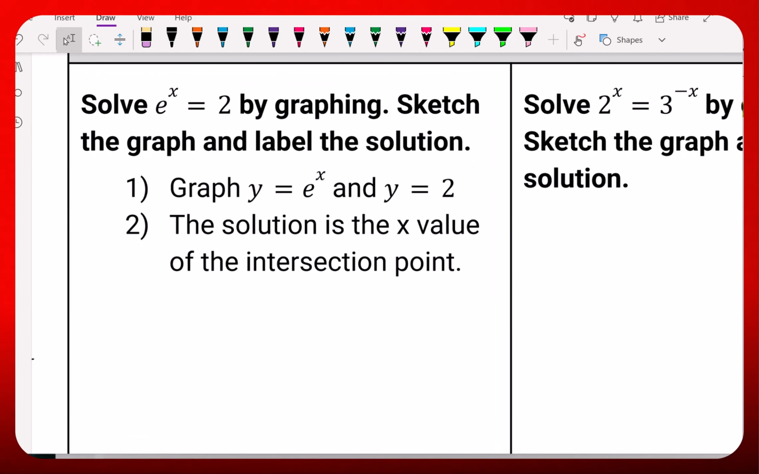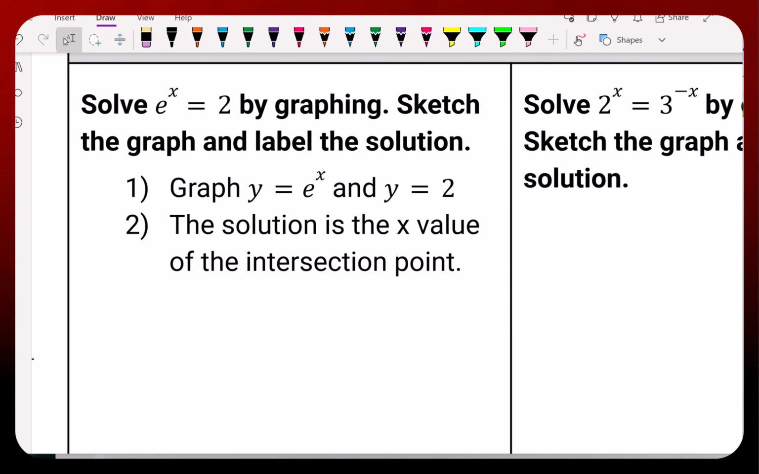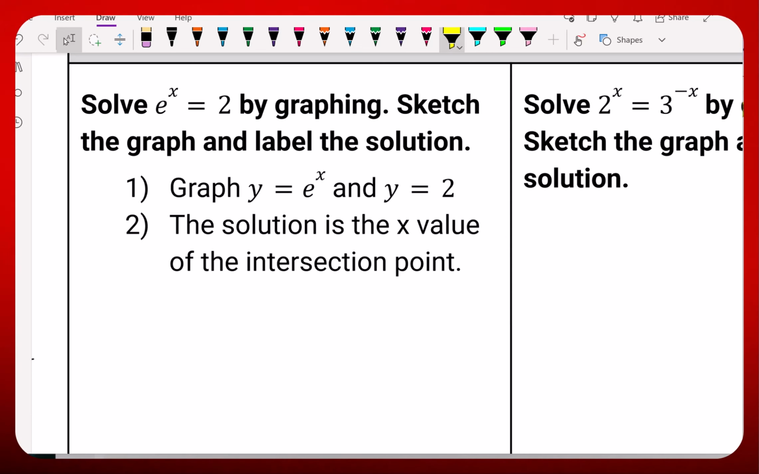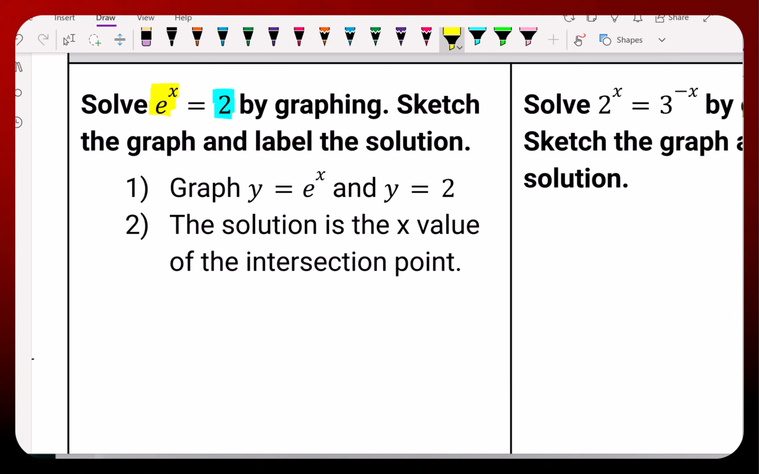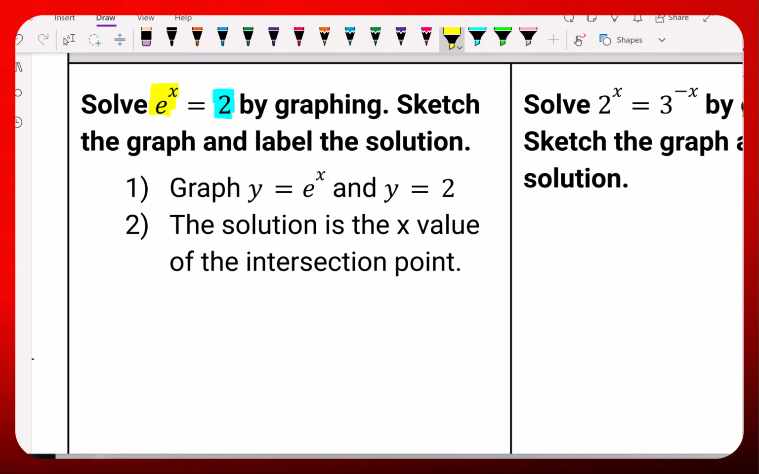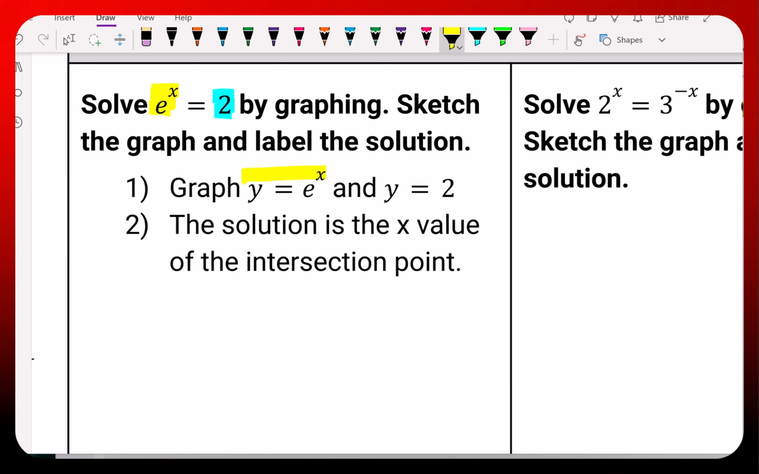It says solve by graphing. Sketch the graph and label the solution. So what you can do is split it into a left side versus the right side. And just because you're using the tested version of Desmos, go ahead and set each side equal to y. That way it is much easier for you to see the intersection point. So that's what we're looking for. We're looking for the x value of the intersection point, and that should solve our equation for us.